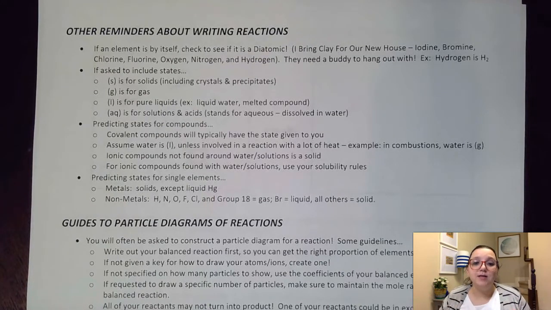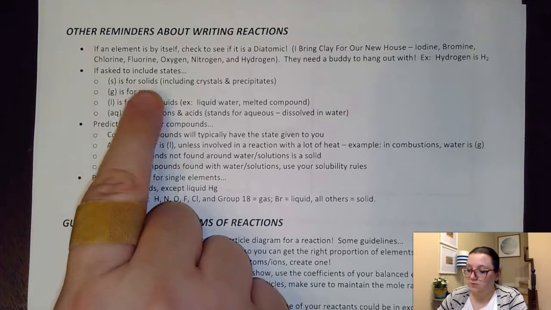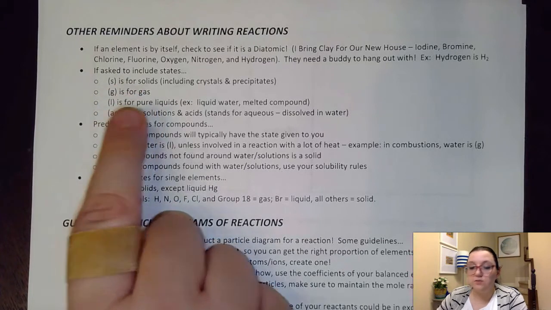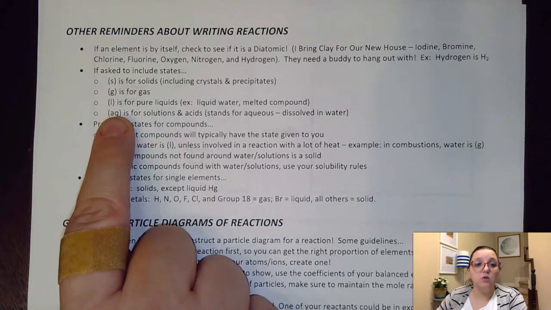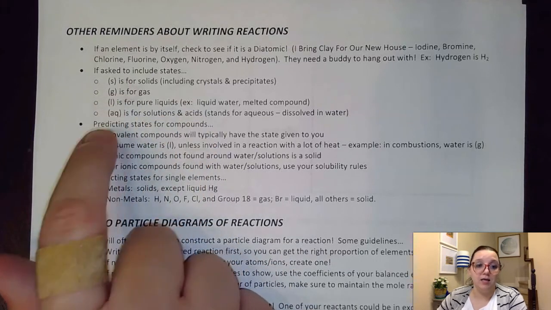The key thing about those diatomics is that you have to put them in pairs of 2 if they are by themselves. If they're in a compound, then you don't have to worry about that. Sometimes we are asked to include states, or you're shown states and you want to understand what those mean. So these are the symbols that we would see for those. Of course, S is for solids, G is for gas, L is for pure liquids, and then AQ is for solutions and acids. So we have to be really careful about the difference between L and AQ.